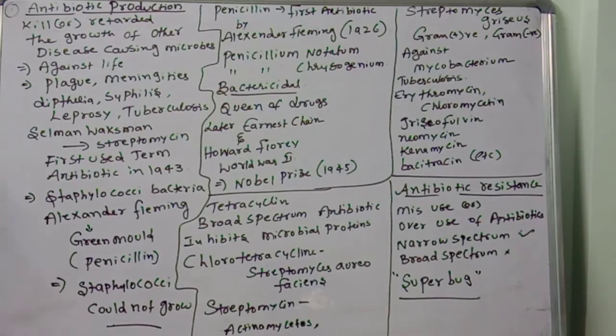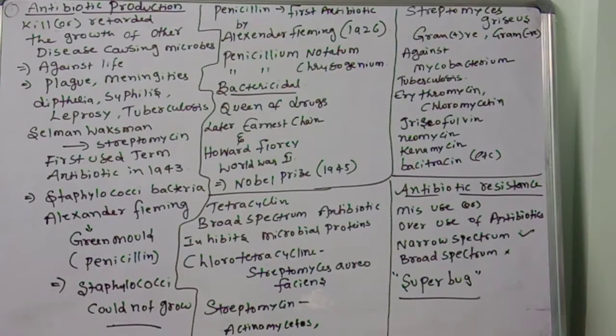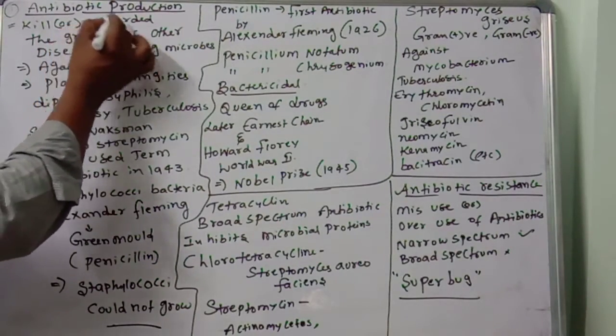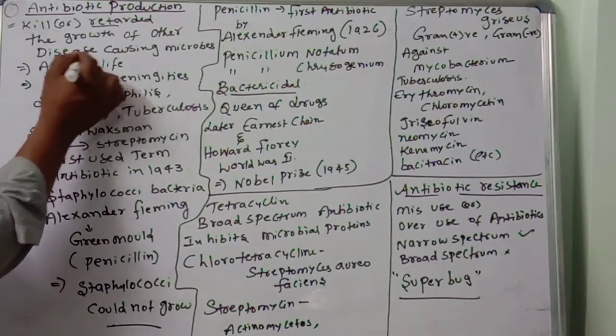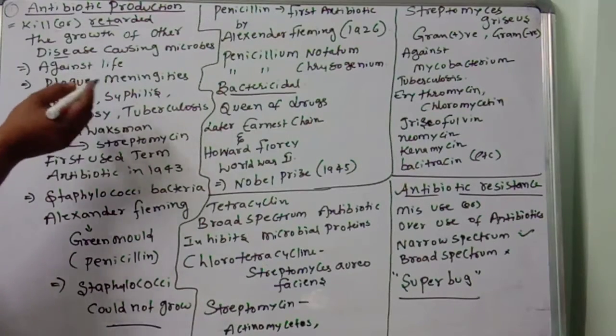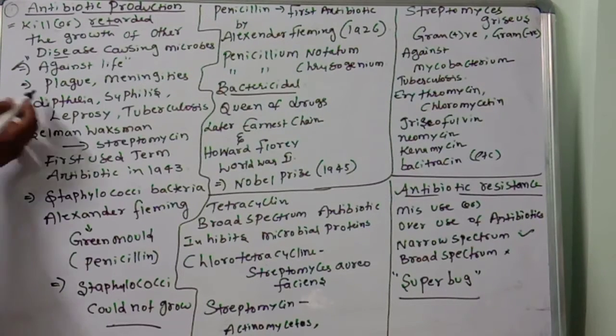Now some more on antibiotic production. How antibiotic production goes on, we are going to discuss in this concept. Generally, what is the use of antibiotics? Antibiotics kill or retard the growth of other disease-causing microbes. One microorganism is killing another microorganism. That is the main important thing, which is why we call it antibiotic. Anti means against, and antibiotic means against life.